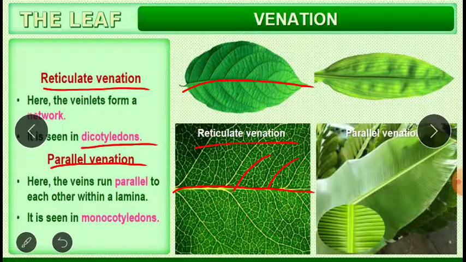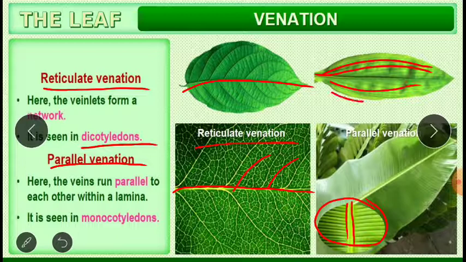Second is parallel venation. Here the veins run parallel to each other within a lamina, and it is found in the monocotyledons. Here no network, instead the midrib is present and the veins run parallel to each other. So this type of venation is known as the parallel venation. You can see this type of venation in your banana plant or in the sugar cane and in the rice, etc.